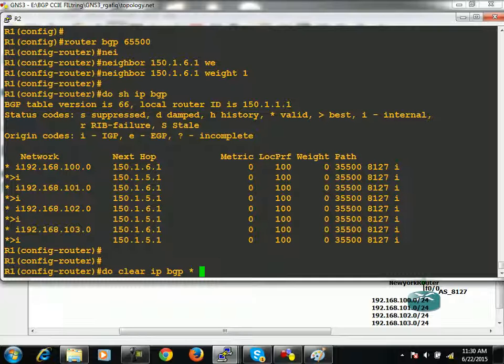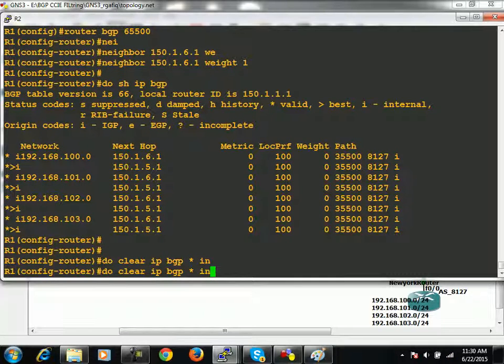So do one thing, configure clear ip bgp star in. Do not end your command with the star only. Call the in keyword as well, and this keyword forces BGP to send a route refresh request towards its neighbors to retransmit all updates to me. It sends a route refresh message towards its neighbors.